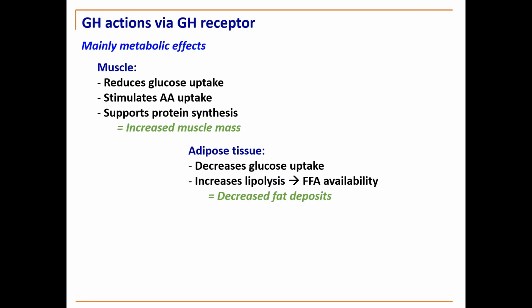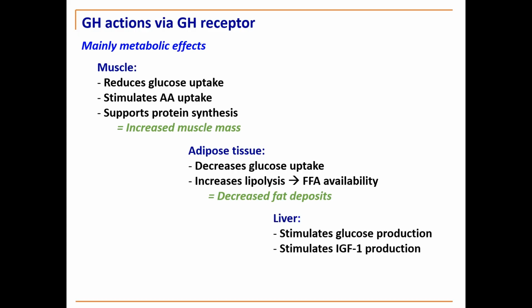It also acts on our adipose tissue. And again, on adipose tissue, it decreases glucose uptake, allowing more glucose to be spared for the rest of the body. But it also increases lipolysis, so it makes more free fatty acids available to the body to use as an energy store. And in doing both of these things, it's decreasing the fat deposits. So lean body mass starts to increase.